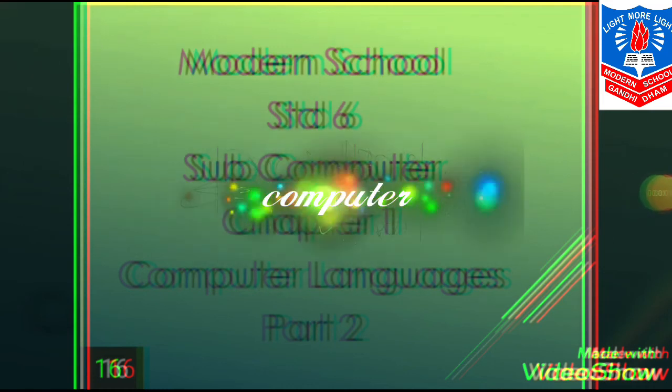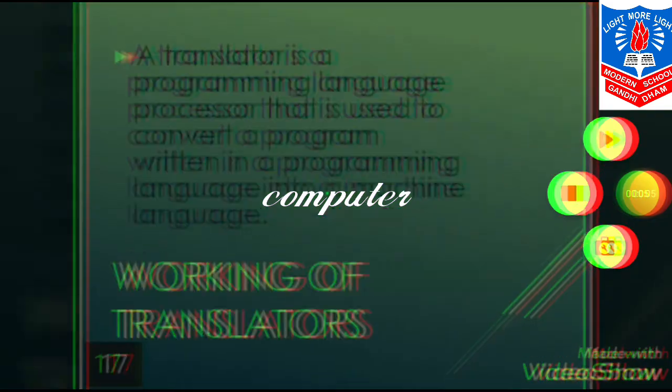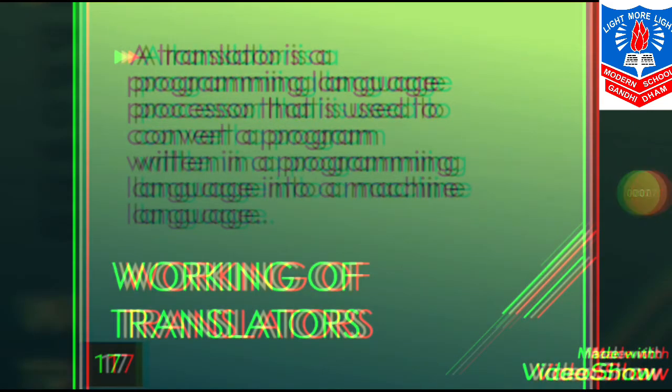Come on, children, let's continue with the same chapter, computer languages. Now, working with a translator. A translator is a language processor program that is used to convert a program written in a programming language into machine language. A translator is an app or converter which converts a program written in a high level language into a simple machine language.